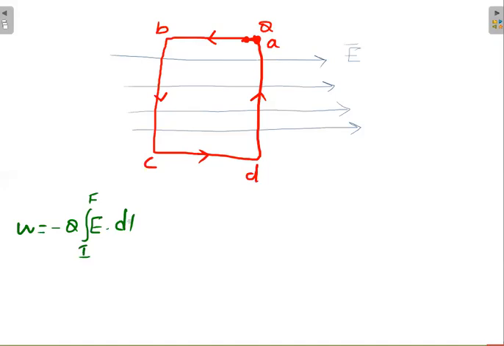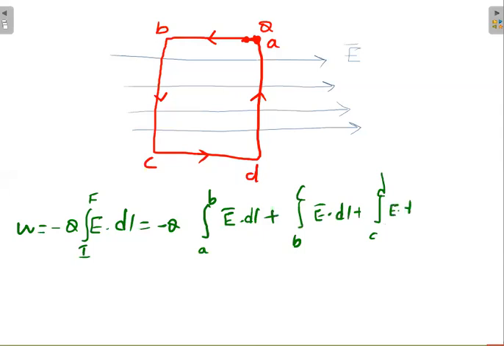Anyway, I will expand all the limits. So what is the first limit? Minus Q is always common. You are going from A to B, E dot dl, plus B to C, E dot dl, plus C to D, E dot dl, plus D to A, E dot dl. And these are all four limits, line integrals.